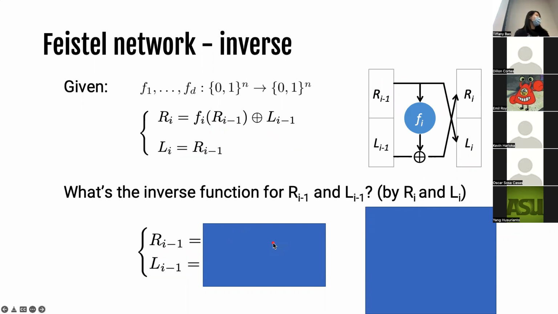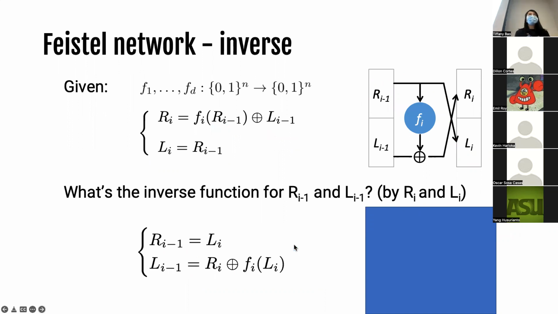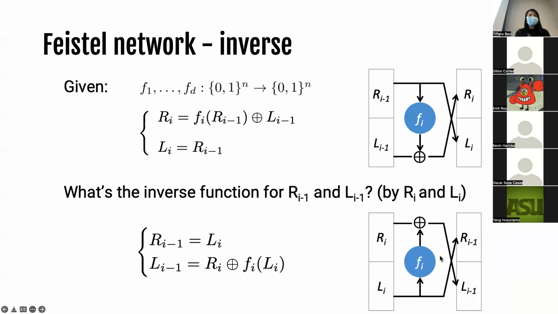Okay. So now let me just clear all the notations. And here is the answer. So it's actually not hard to deduce, right? And if you draw this as a network figure like this, it actually looks pretty similar. And that's the beautiful part of this. Basically, if you decrypt or if you encrypt, the round functions are very similar.